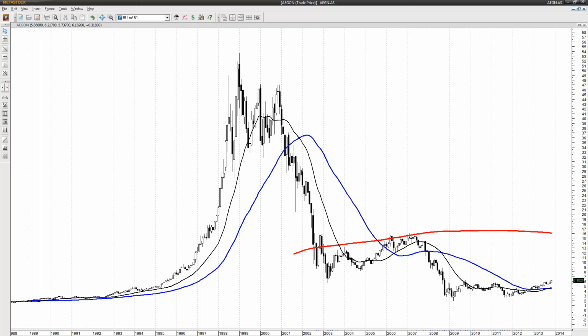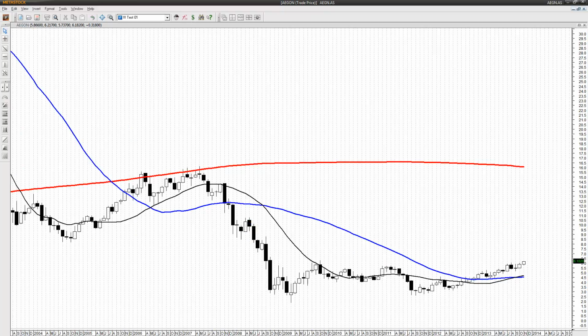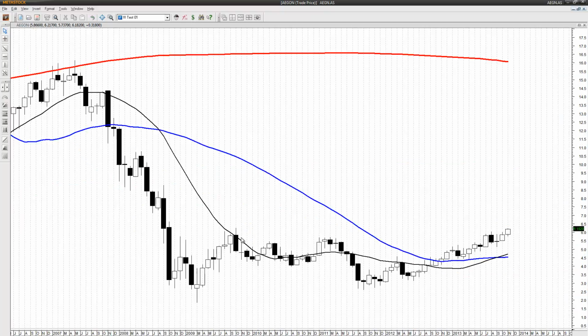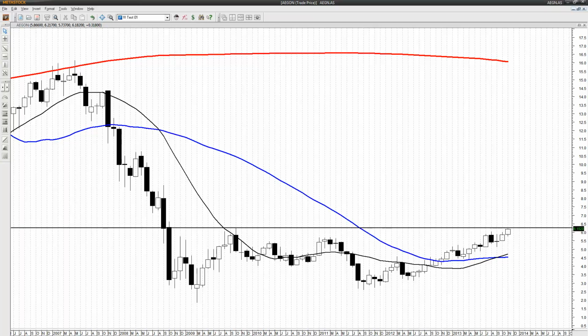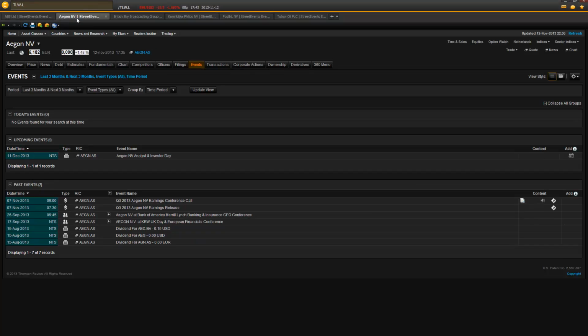Aegon. I'm using this high pivot back in 2009, at this high peak. It's 626.30. That's the print. That's the level I'm going to use for a short sell. Check for any earnings, upcoming event. Nope.